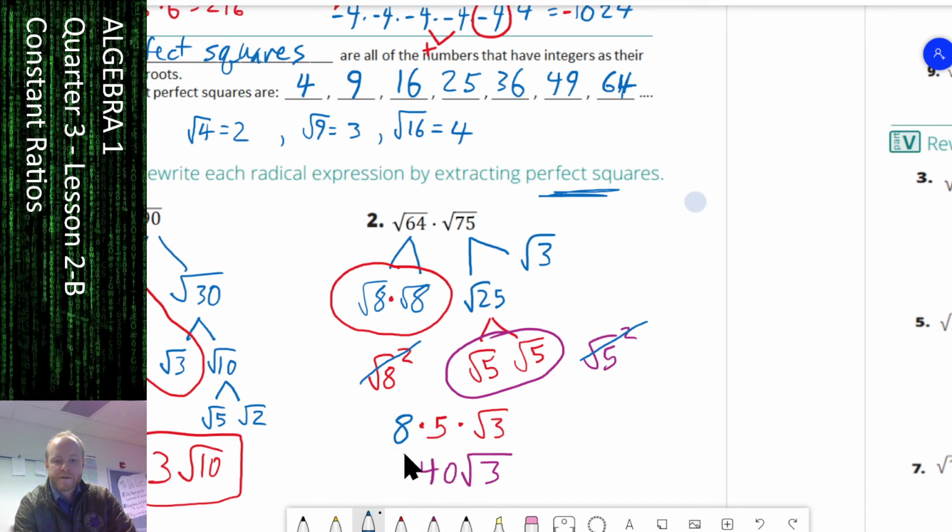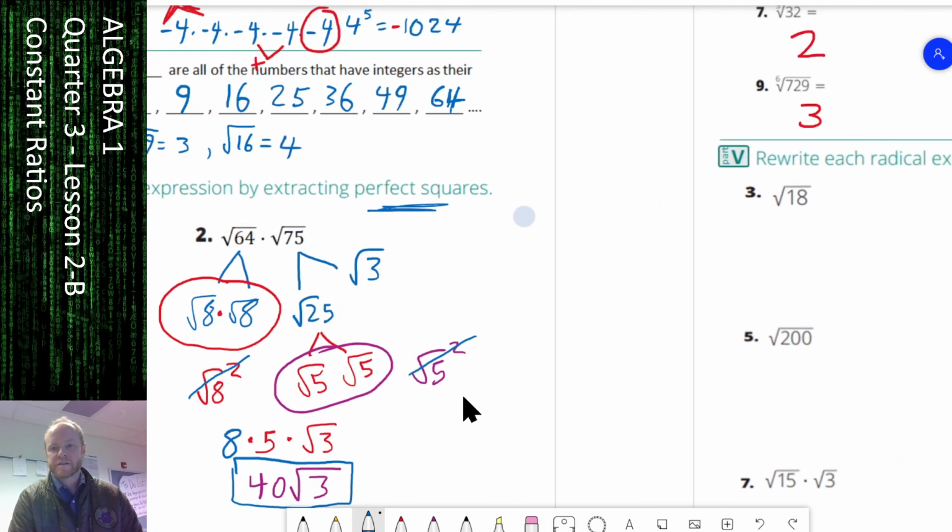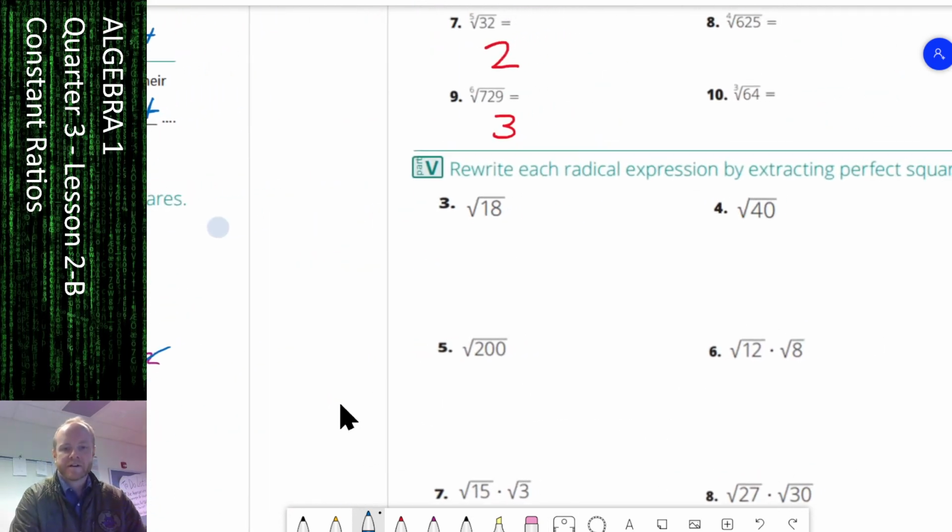And we're done. Go ahead and use these two examples to help you with part 5, extracting perfect squares. Give you a little bit of a head start here. 9 is a perfect square, so we're going to start by taking the square root of 9 out of there. You can check your answers on the back of the notes. And that does it for Lesson 2.